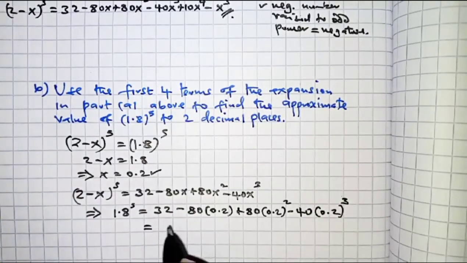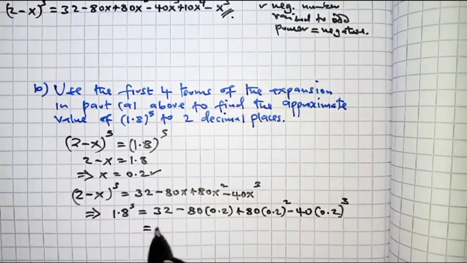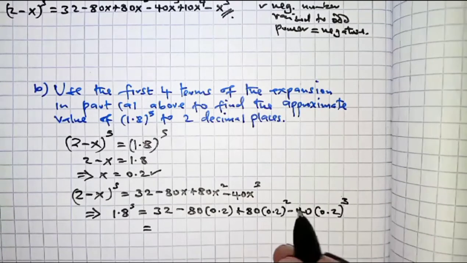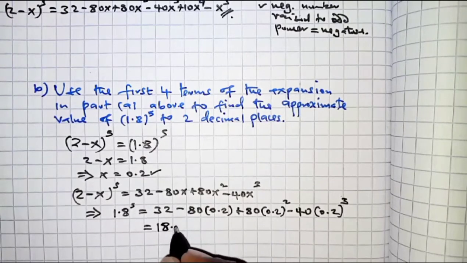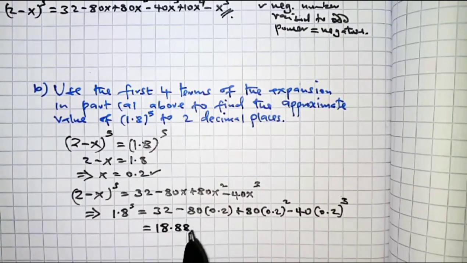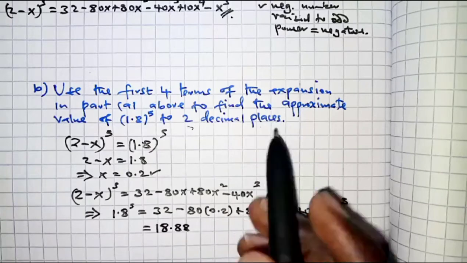From here we can just key all these into our calculators the way they appear and get our answer as 18.88, rounded off to 2 decimal places.